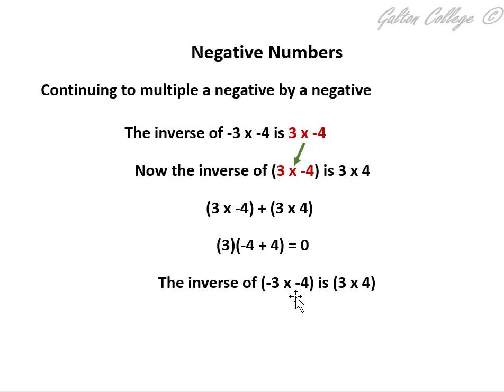The inverse of minus 3 times minus 4 is 3 times 4. That's important. Therefore, a negative times a negative is positive. It's quite clever, really.